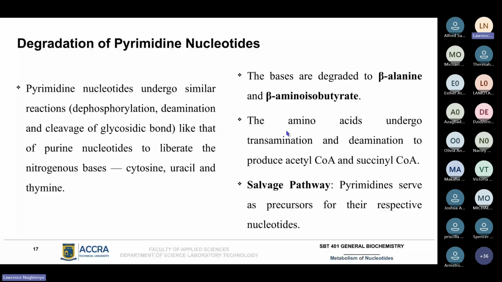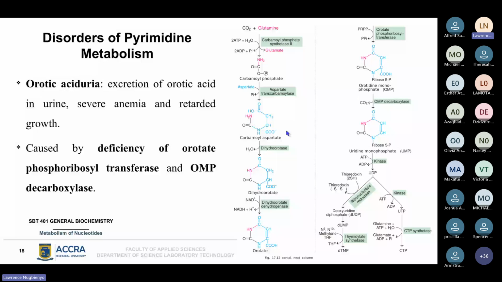Now here again, disorders of the pyrimidine metabolism are related to the accumulation of orotate or orotic acid, which condition we refer to as orotic aciduria. And of course, that also results in severe anemia and retarded growth, because it affects also the nervous system. And that can be caused by a deficiency of the enzyme, the orotate phosphoribosyl transferase.